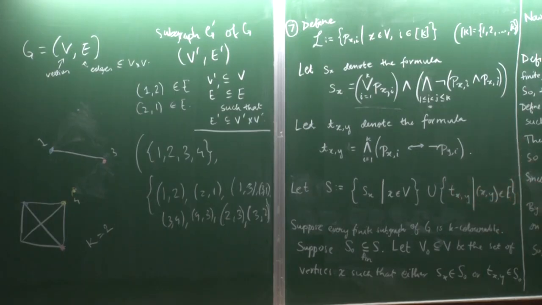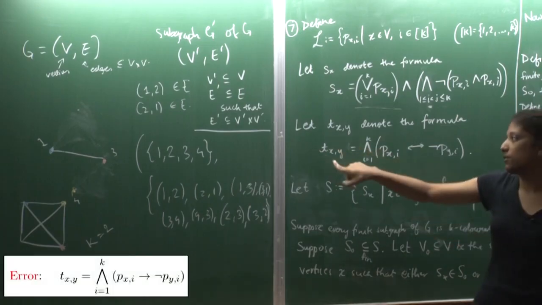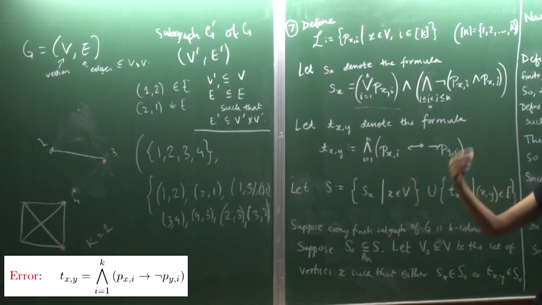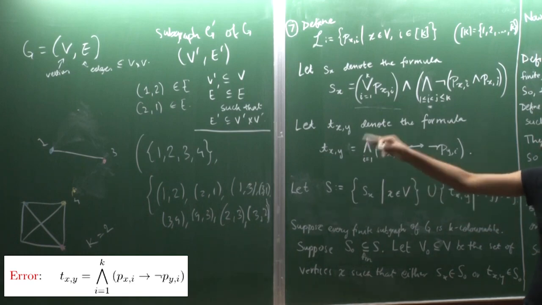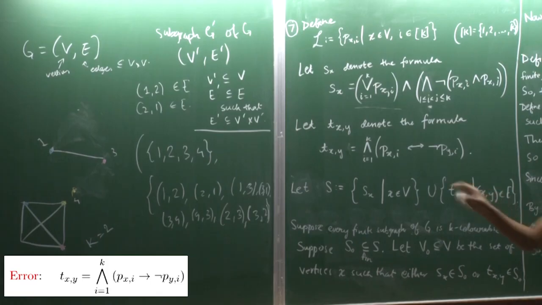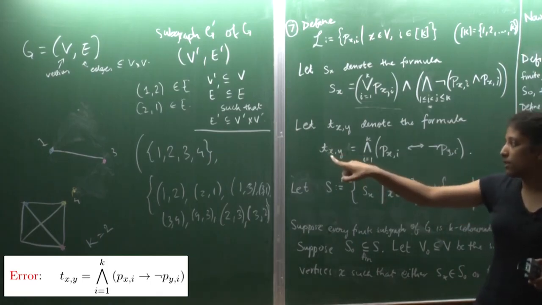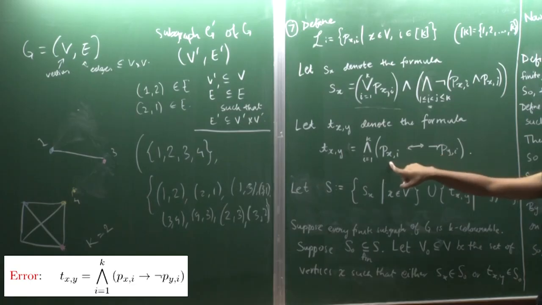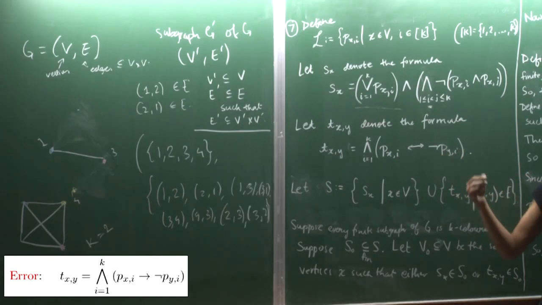Okay, now what is the second thing that you need for a coloring? The neighboring vertices should have different colors. Exactly. So then for each edge, you would like to define a formula that captures that notion. So for that, you define T_xy. T_xy says that P_x,i happens if and only if P_y,i doesn't happen. I haven't even said what it's defined for, but we'll come to that later. Intuitively, what you should think of this is that if x and y are endpoints of an edge, then for each color, x receives that color if and only if y doesn't receive it, or vice versa, right?